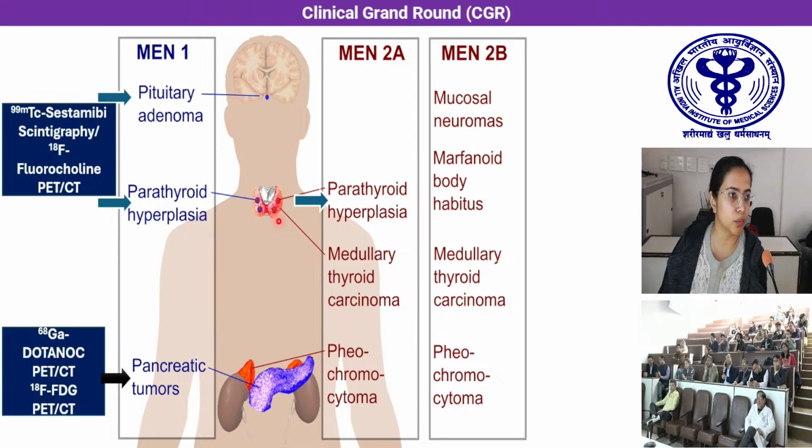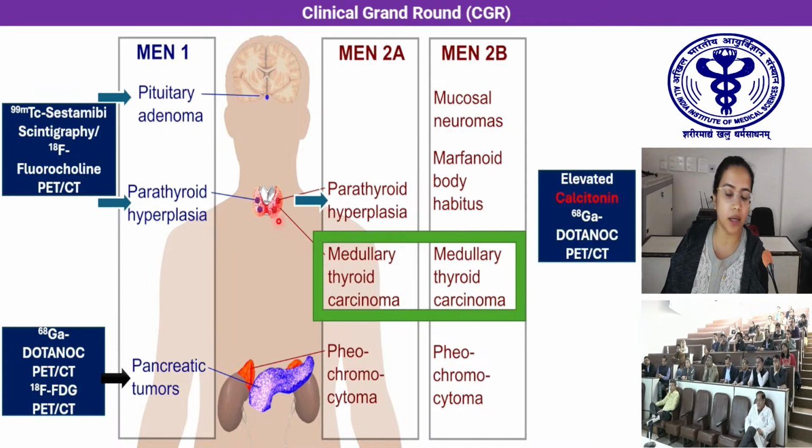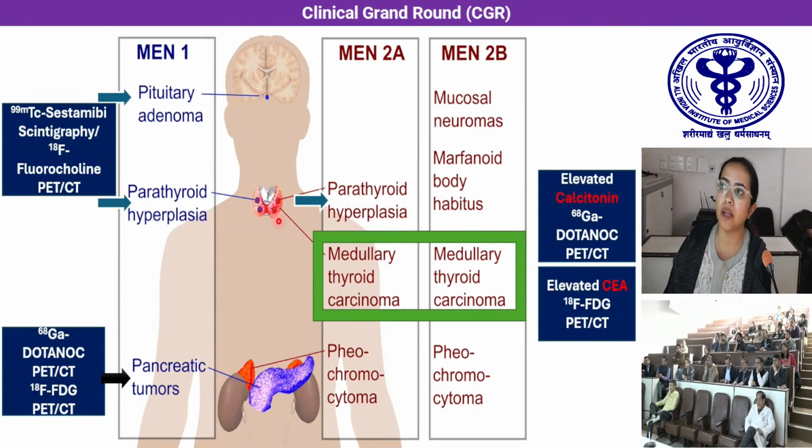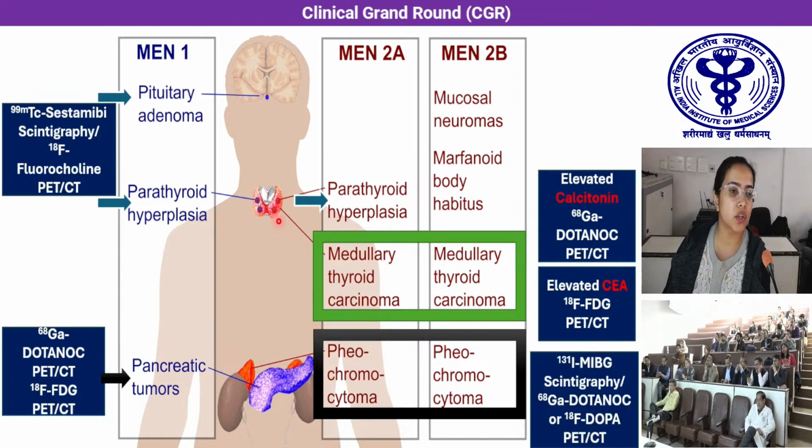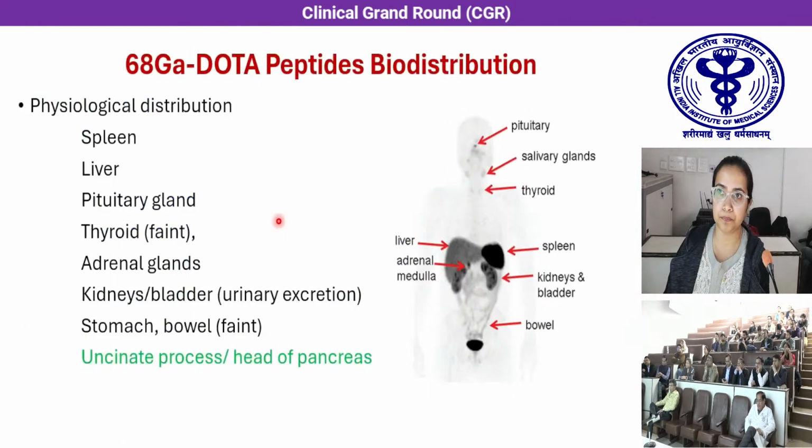In pancreatic tumors or other neuroendocrine tumors, for well differentiated, we use 68 gallium DOTATATE PET CT, and for poorly differentiated or for prognostication, we use 18F FDG PET CT. For medullary thyroid carcinoma, if serum calcitonin is elevated, we image the patient by 68 gallium DOTATATE PET CT, and if CEA is elevated, 18F FDG PET CT is done. For evaluation of pheochromocytoma, we have iodine 131 MIBG scintigraphy, or alternatively 68 gallium DOTATATE PET CT or 18F DOPA PET CT.